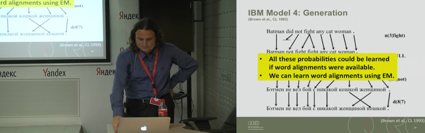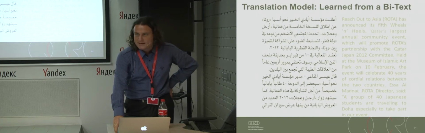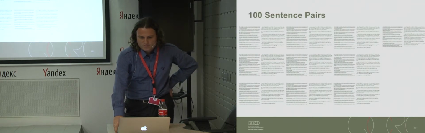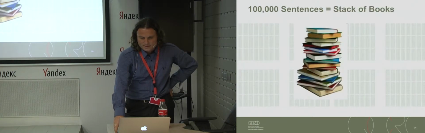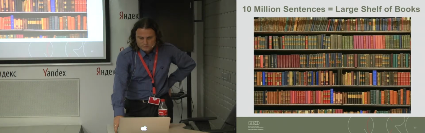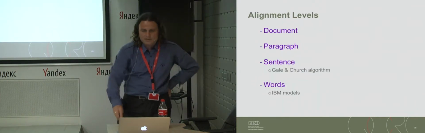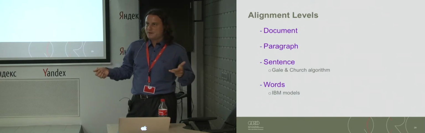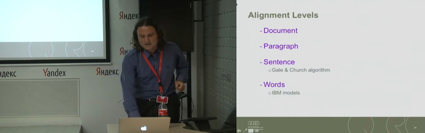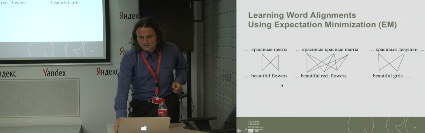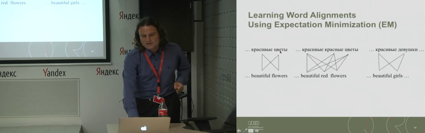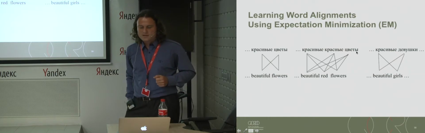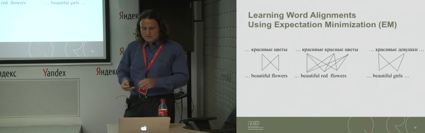You learn this from a bitext, and you train this on many sentences, all the way up to the entire web. First you need to align, say, English and Russian at the document level, then at the paragraph level, then the sentence level, and finally at the word level. And this is the interesting part, the word level. Suppose that you have "красивые цветы" in one sentence and "beautiful flowers" in the English part, and here we have "красивые красные цветы" and "beautiful red flowers" in another one, "красивые девушки", "beautiful girls" in another one.